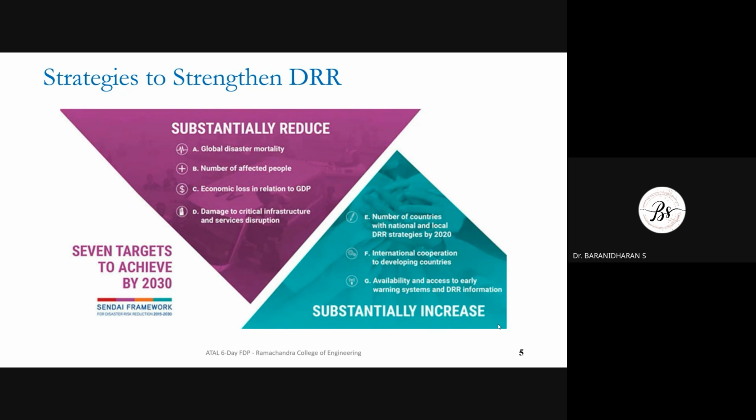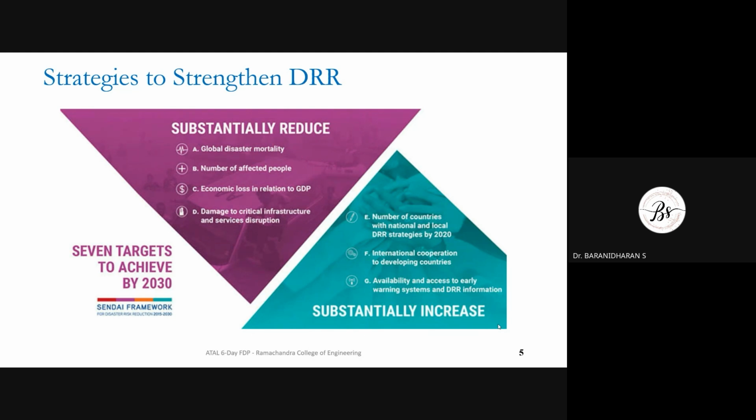In case of cyclone, this happens where different countries coordinate and track the position of the cyclone, and then they issue warnings. And availability and early access of warning systems and DRR information. This happens with respect to earthquake, mostly the natural disasters, be it earthquake or tsunamis.